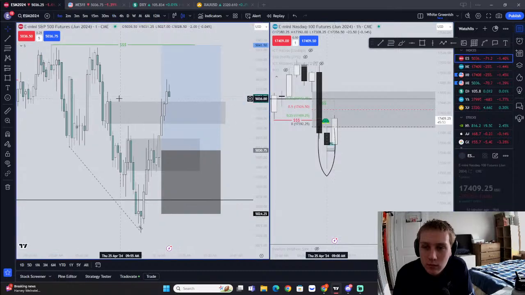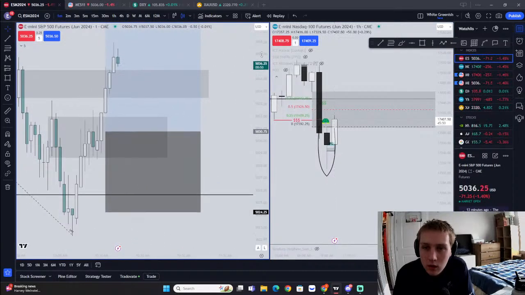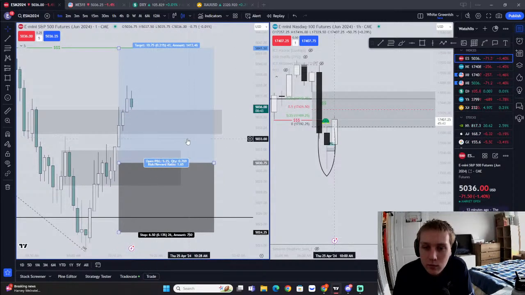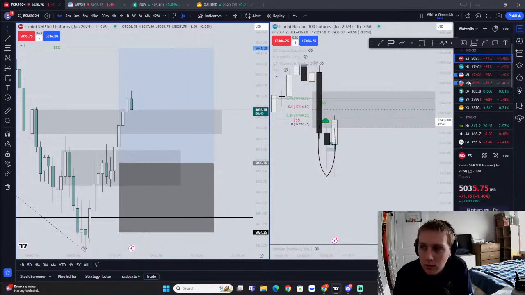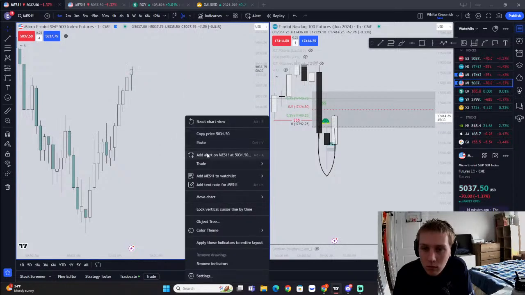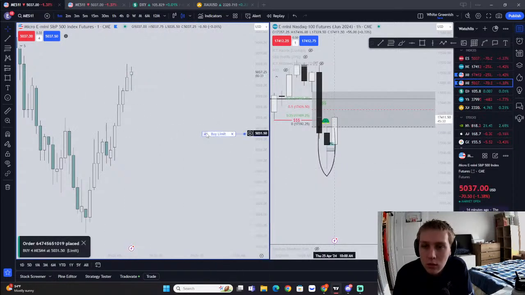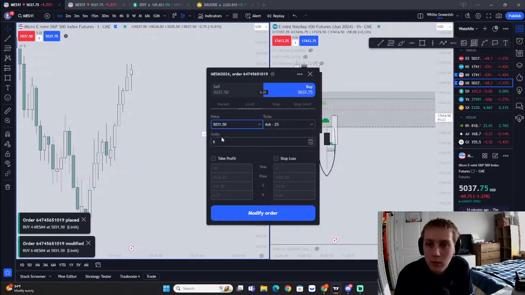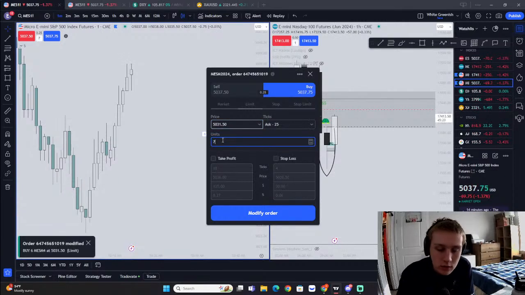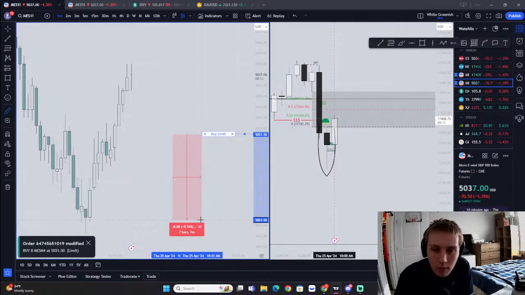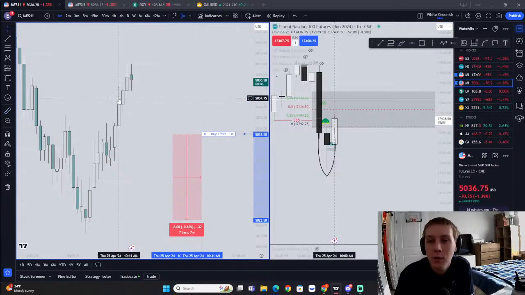We now have this mitigation. I'm not gonna look to enter up here. I'm gonna do 7. I'm pretty confident in this. Oh, we're gonna do 8 contracts. How much would I be risking? Eight times 5, 40 times. I'll be risking $300 on this.